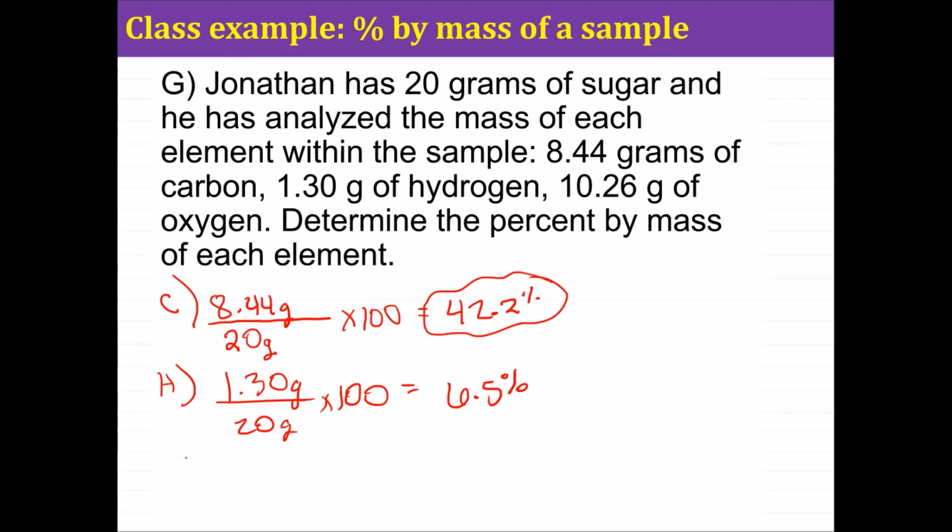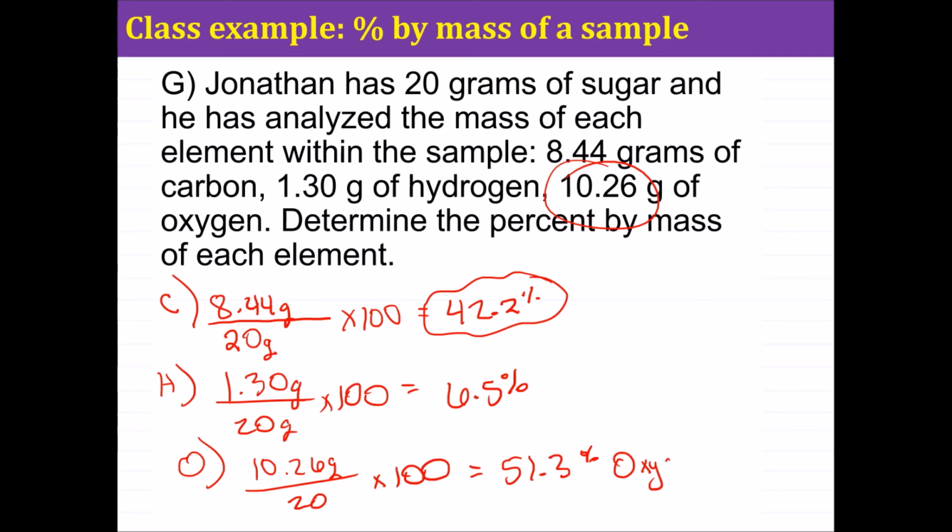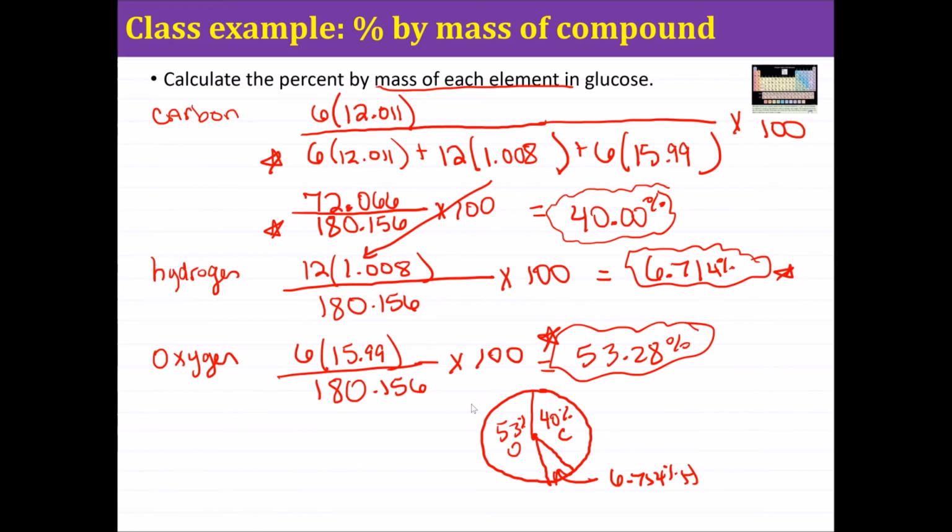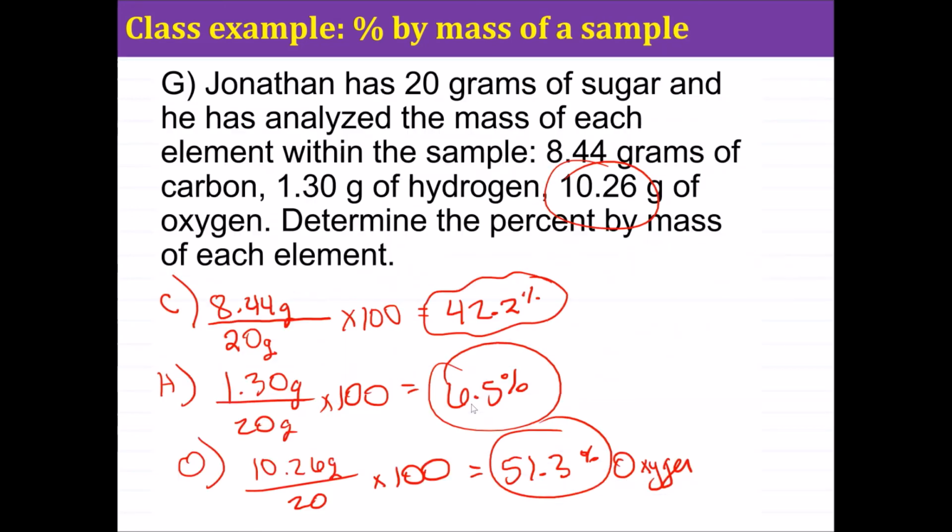And lastly, oxygen, 10.26 grams out of 20 times 100. You got 51.3% oxygen. So that was pretty close to what we saw before, 40% carbon, 6.7% hydrogen, and 53% oxygen.